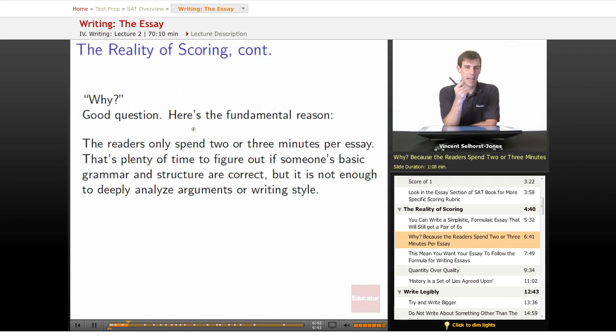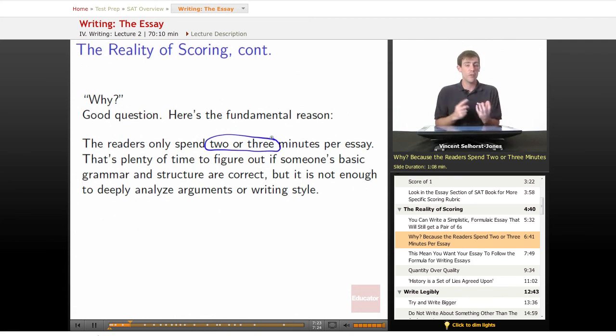So why is this the case? That's an excellent question. Here's the fundamental reason. The readers who go through these essays spend only 2 or 3 minutes per essay. In fact, I've heard numbers as low as 1 minute, but that might just be a rumor. The official word is 2 or 3 minutes per essay. That is not a lot of time. That's plenty of time to figure out, oh yeah, this has basic grammar, this has the structure of an essay, I get the idea of what it's saying, but it's not enough time to analyze it deeply. You won't be able to deeply understand what the arguments are saying, critically look at the author's writing style, or do an in-depth analysis of it.